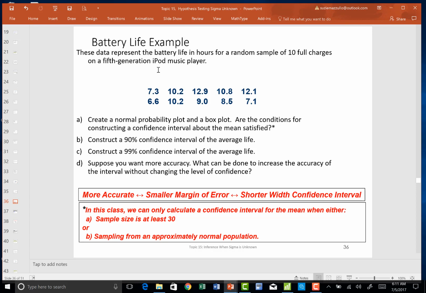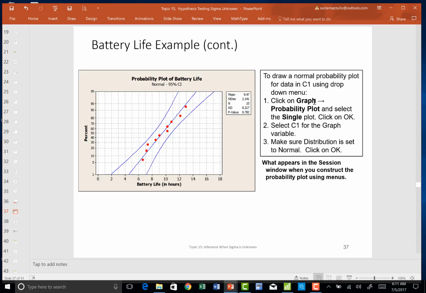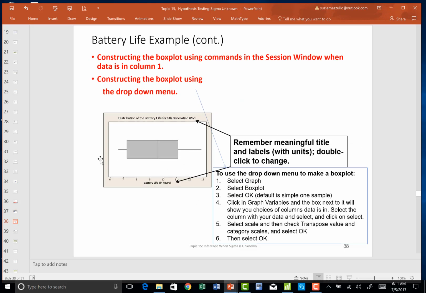So here we're going to look at this battery life example. And first we're going to see, is this data normally distributed? So we use Minitab to do that. And we see the data points are in there, and really none of those look far away from each other, but we do our box plot just to be thorough, and we see there are no asterisks.